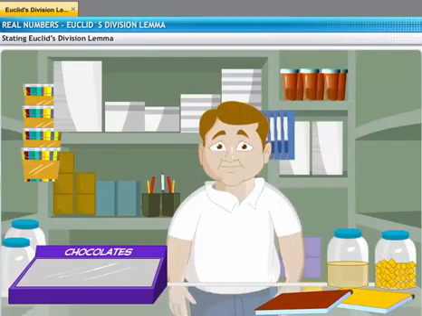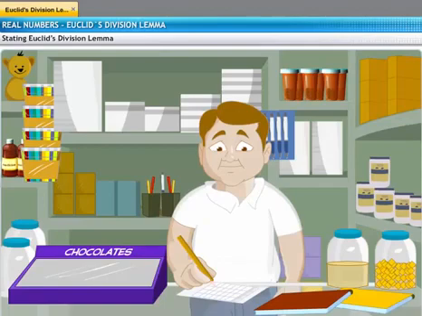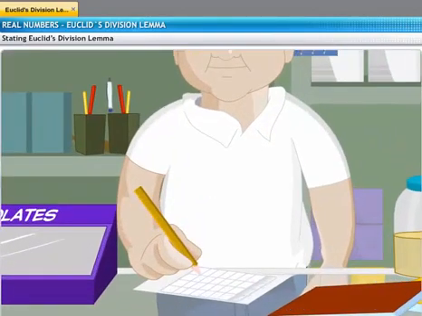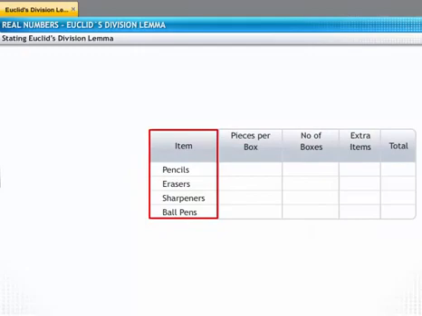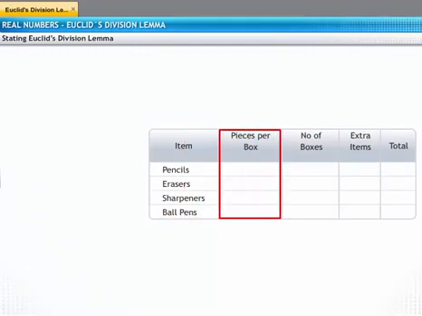Meet Mr. Chatura. He runs a stationery shop. To keep track of all the items in his shop, he uses a special form. Right now, he's checking his stock. Let's take a closer look at his form. The first column of this table shows the names of different items Mr. Chatura sells. The second column shows the number of items in standard boxes available. Now, let's follow Mr. Chatura as he fills his table.